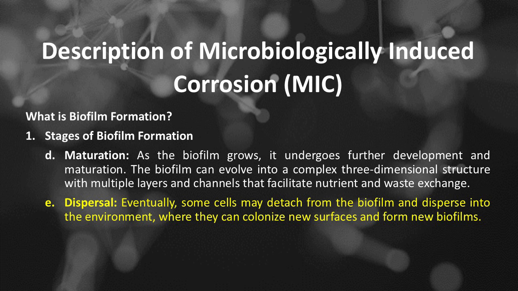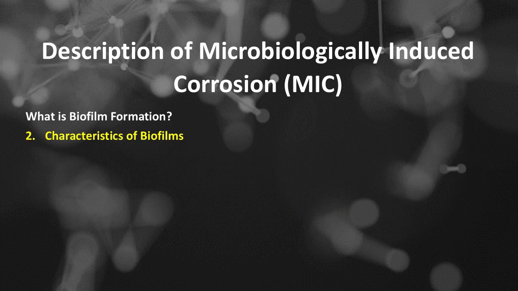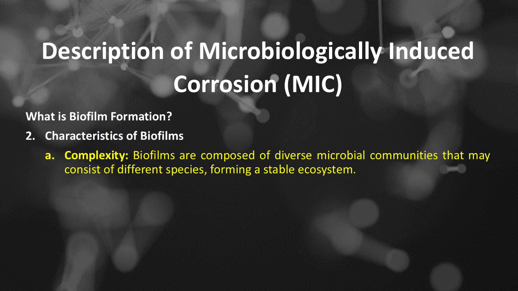Number E, of stages of biofilm formation is dispersal. Eventually, some cells may detach from the biofilm and disperse into the environment, where they can colonize new surfaces and form new biofilms. Number 2 is characteristics of biofilms. Number A, of characteristics of biofilms is complexity. Biofilms are composed of diverse microbial communities that may consist of different species, forming a stable ecosystem.